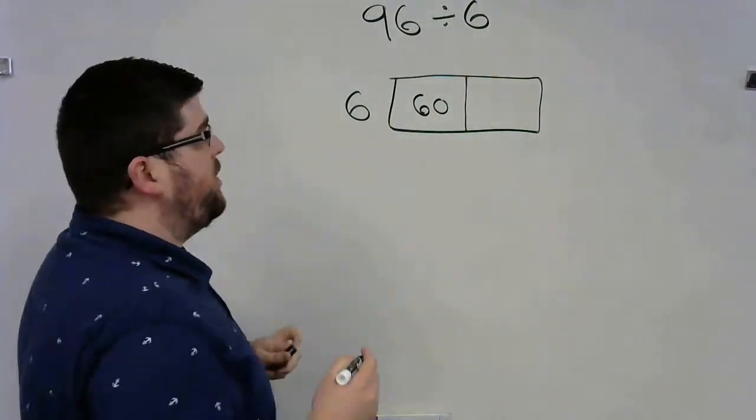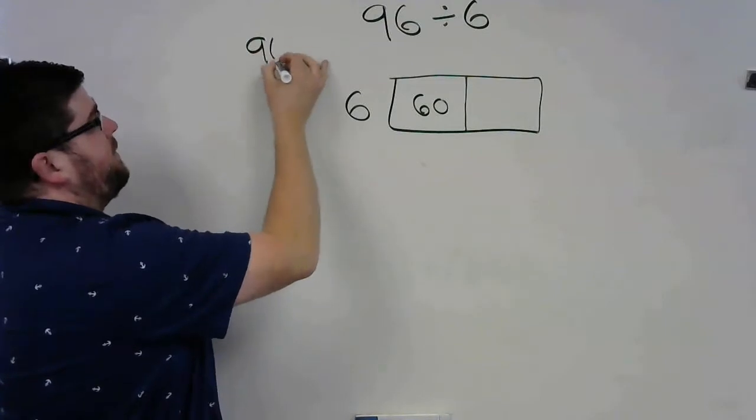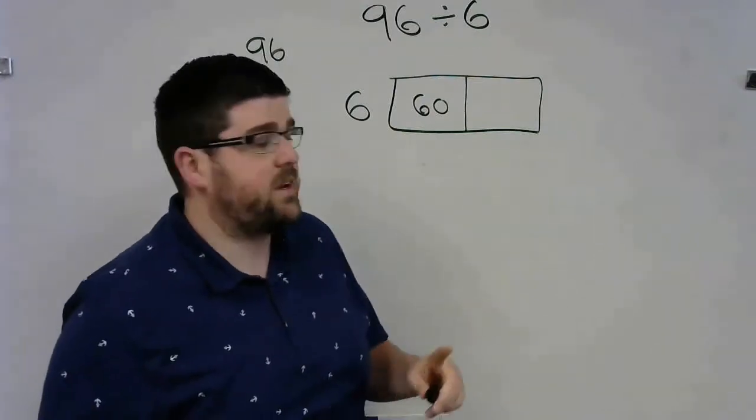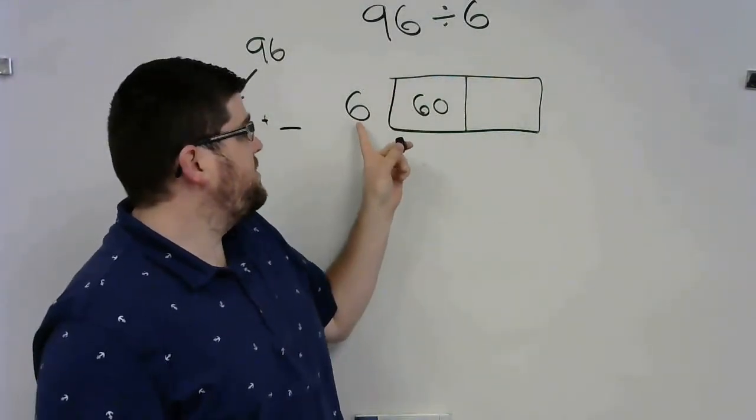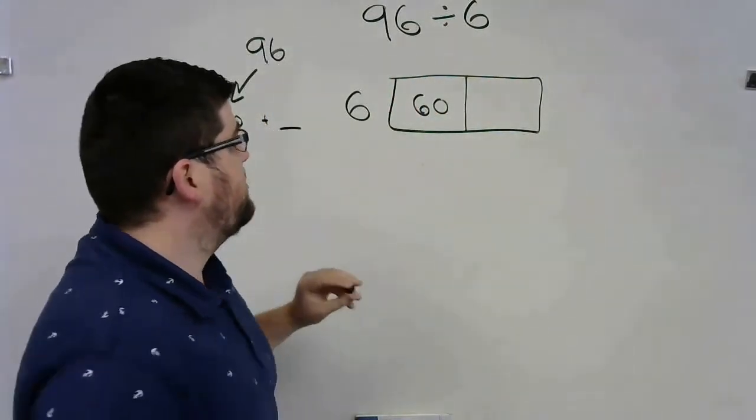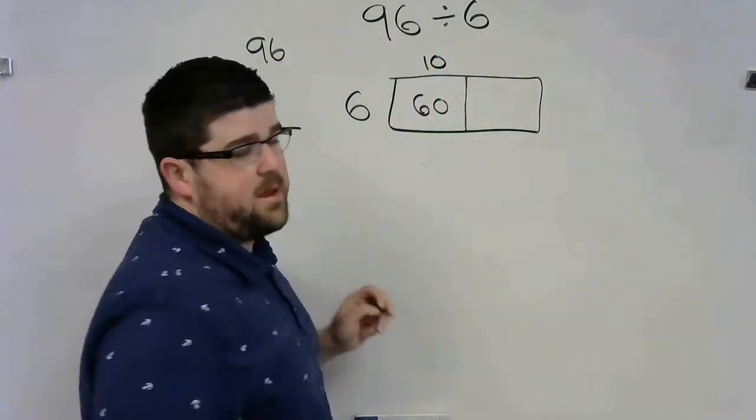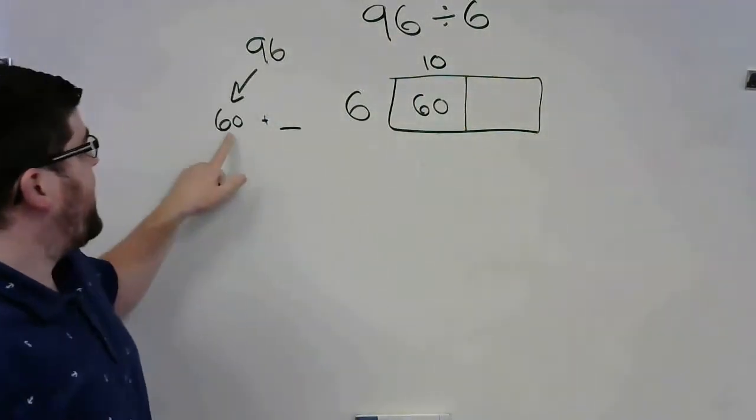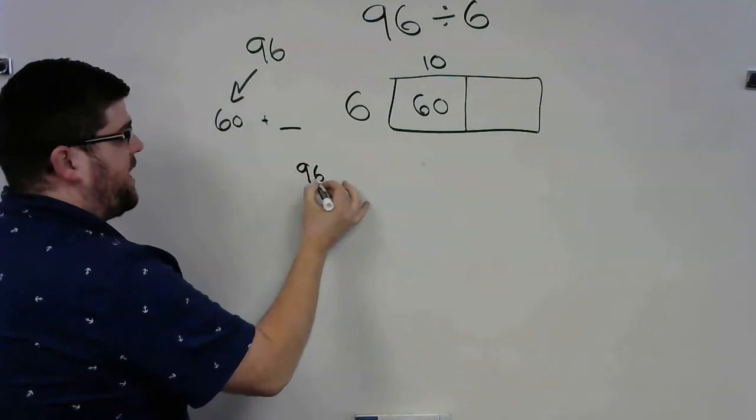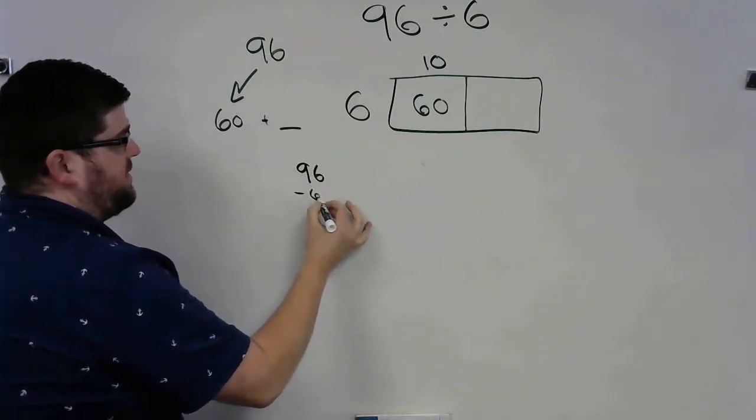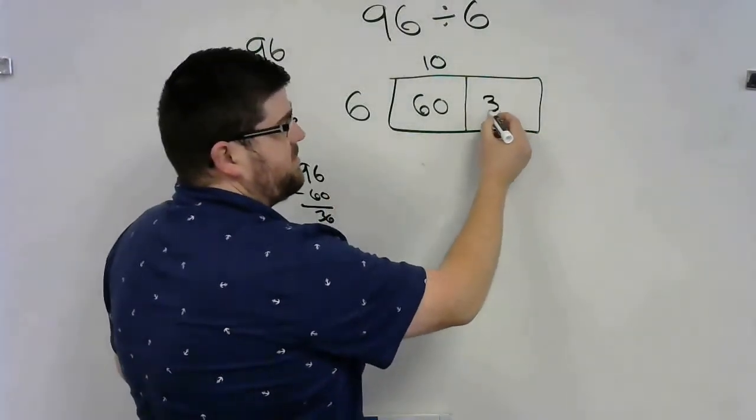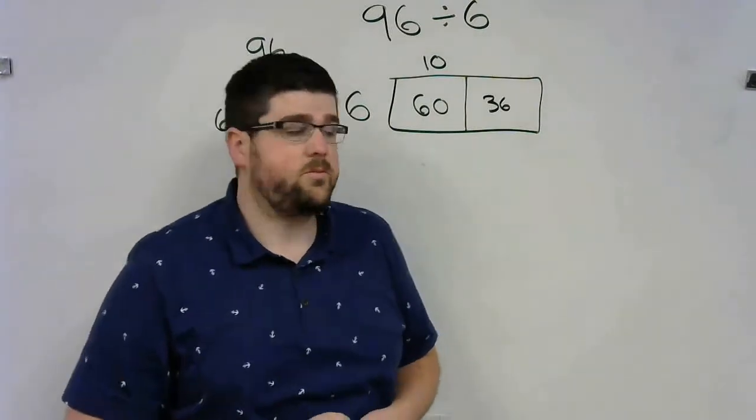Basically what I'm doing is breaking down 96 into 60 plus another number. We'll get to the other number in a second. All I did is say that 60 is a multiple of 6 that's less than 96. So 6 goes into 60 10 times. Now I have to ask myself, 60 plus what number equals 96? Well, I could do 96 minus 60, and that equals 36. So that means that 36 is going to go into that other box.